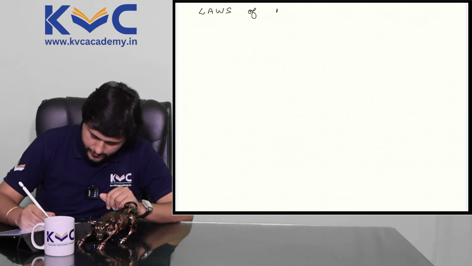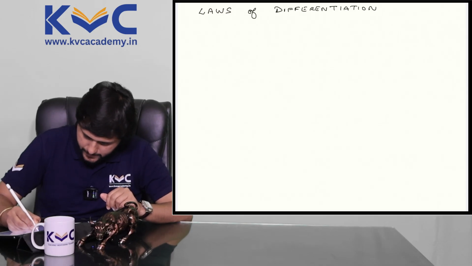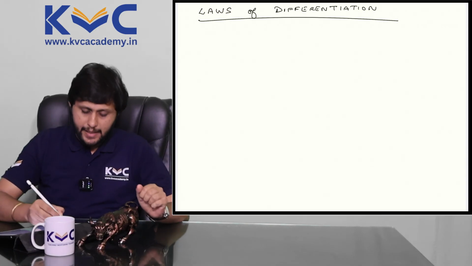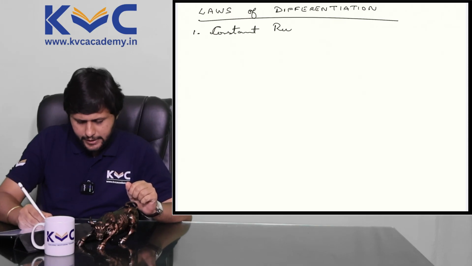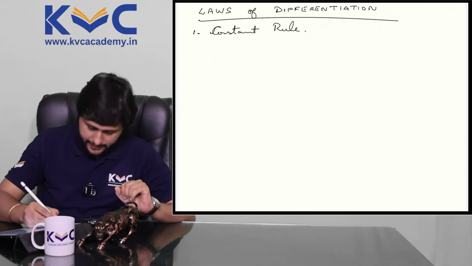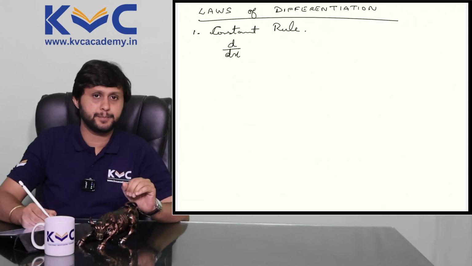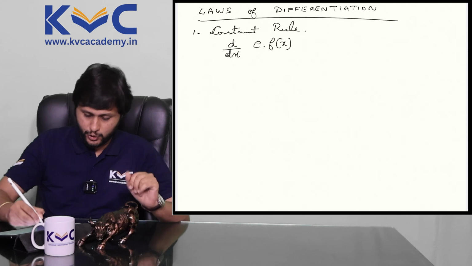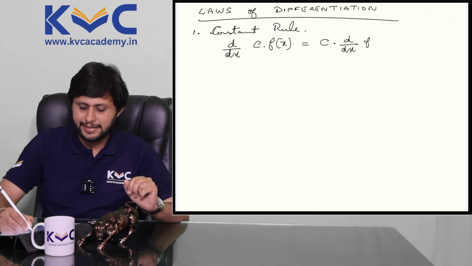Laws of differentiation. Okay, laws of differentiation. The simple things only. First one that we have is constant rule. Let me write that down. Constant rule. What do we have in this? In this, if you have to differentiate a constant multiplied with a function, then what should we do? We keep the constant outside and we differentiate only the function.